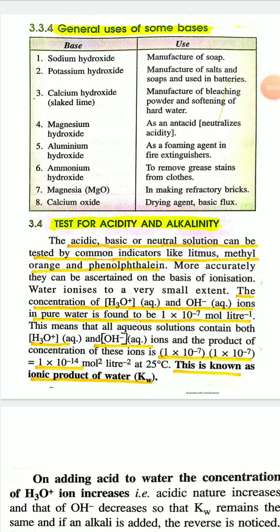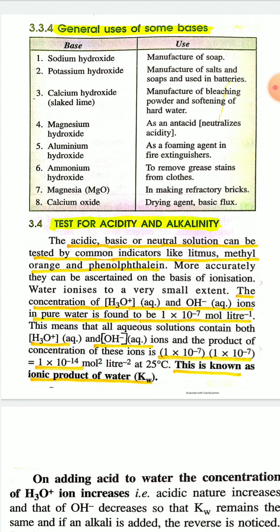Today I am going to discuss general uses of some bases and test for acidity and alkalinity. So let's start. First, general uses of some bases. In the box, some examples of bases are given and their uses are also given.